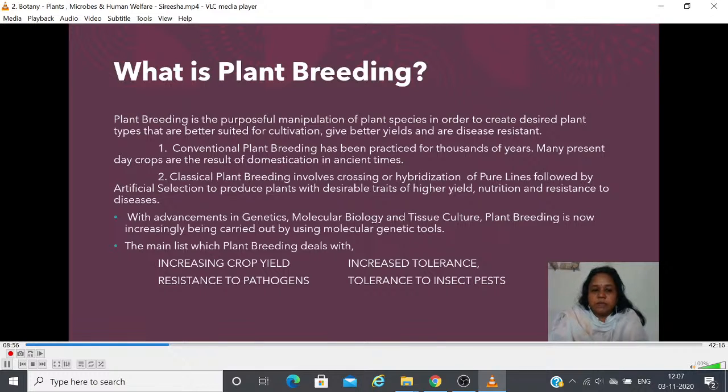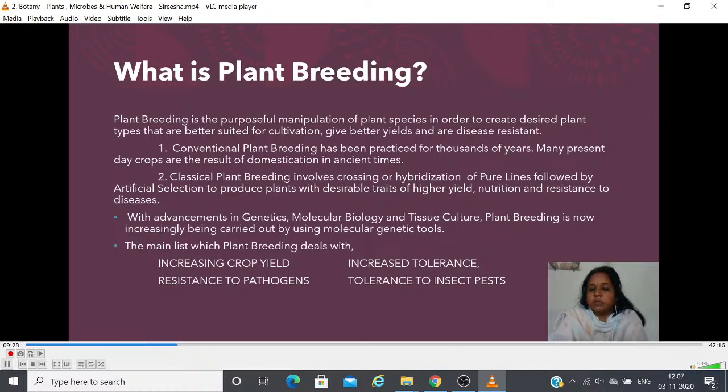And the second type is classical plant breeding, which involves crossing or hybridization. Hybridization means the plants are selected artificially and they are crossed. This is hybridization of pure lines followed by artificial selection to produce plants with the desirable traits of higher yield, nutrition and resistance to diseases.